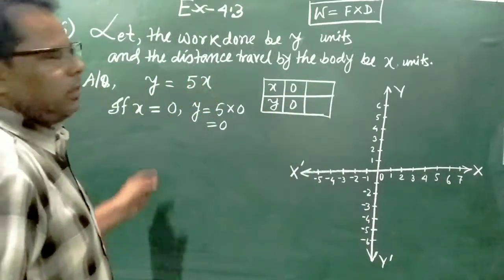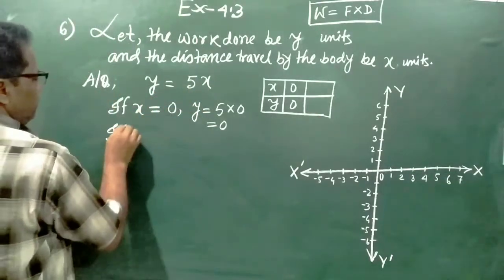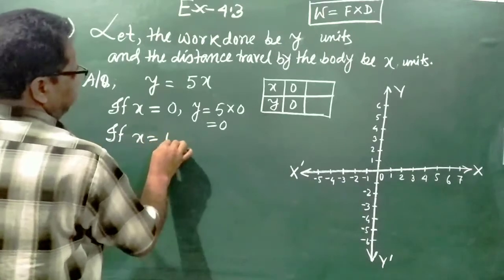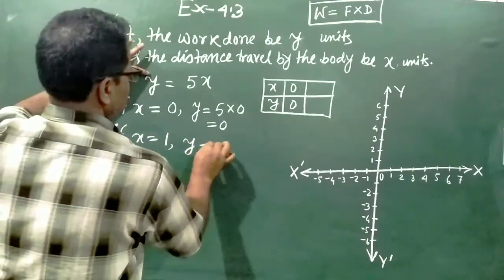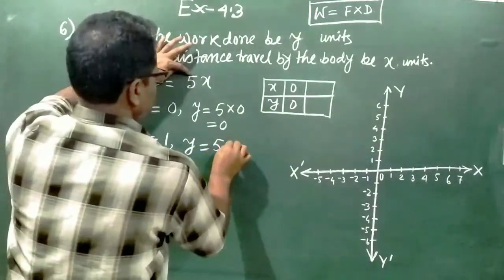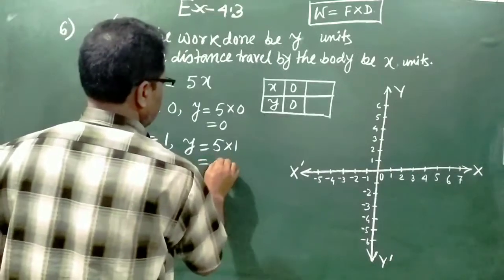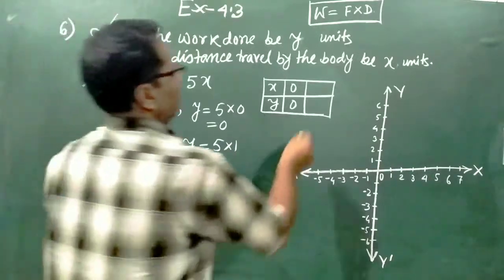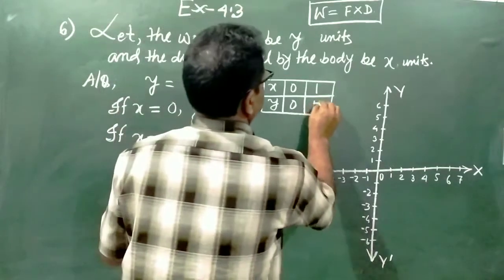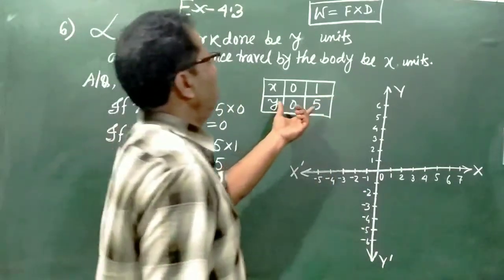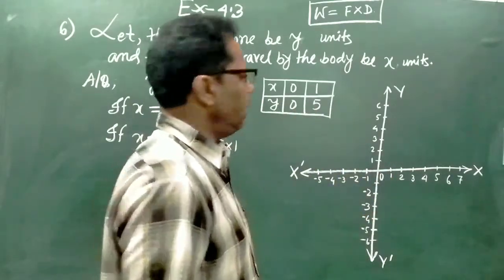Let us take another value of x to get the value of y. So if x equals 1, then what will be the value of y? Now y is equal to 5 into x. There we will place 1. Then 5 into 1 is 5. So when x is equal to 1, the value of y that we have obtained is 5. Now these two points we will plot on the graph paper and then join them by one straight line.